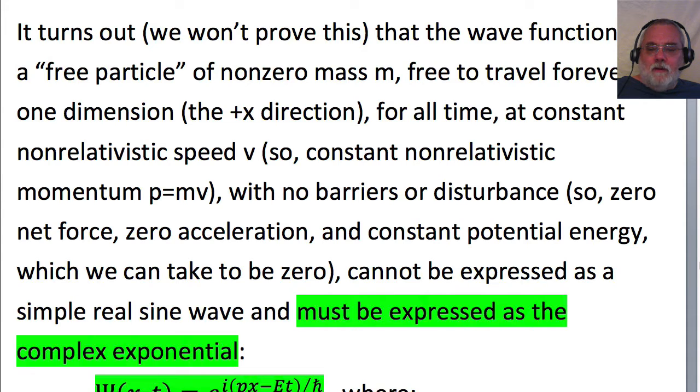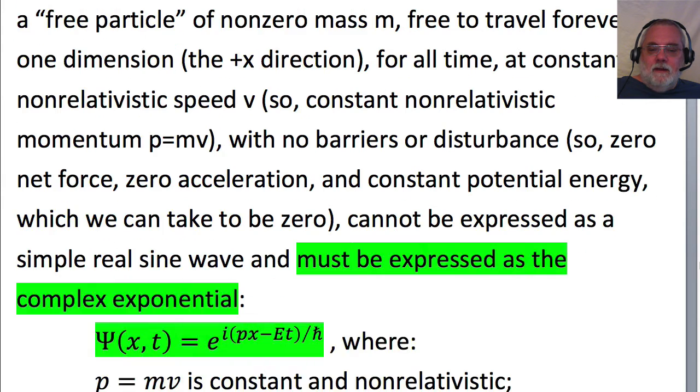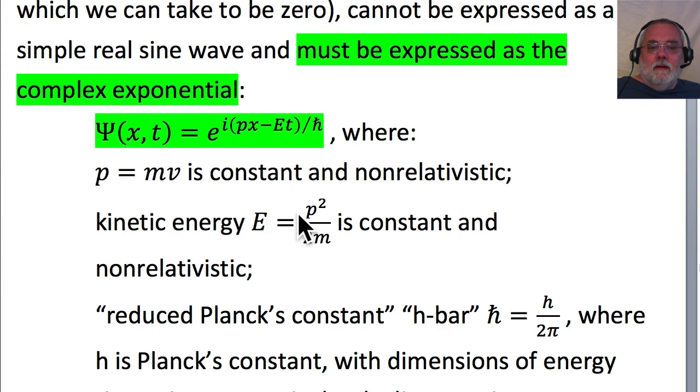For a matter wave, a free particle matter wave, it must be expressed as the complex exponential capital psi of x and t equals e to the i times the quantity px minus Et over h bar, where i is square root of minus 1, the imaginary unit, e is base of natural logarithms, p equals mv is the momentum, constant non-relativistic momentum, kinetic energy E is p squared over 2m, constant non-relativistic, h bar is the reduced Planck's constant, h over 2 pi, where h is Planck's constant, with dimensions of energy times time, or equivalently, distance times momentum, or angular momentum.